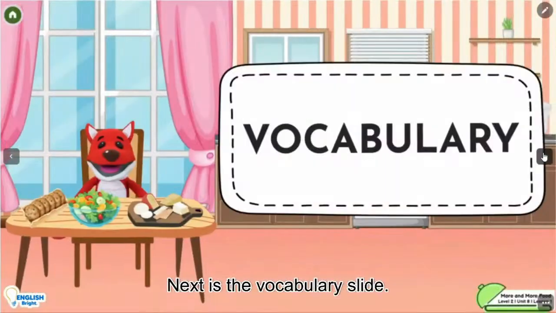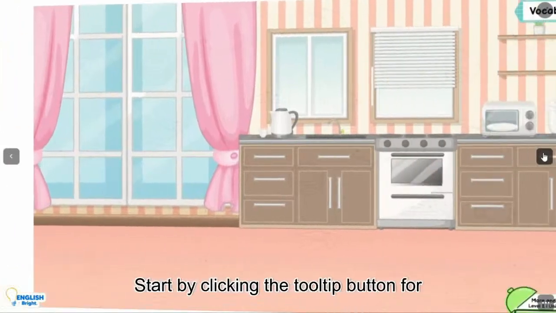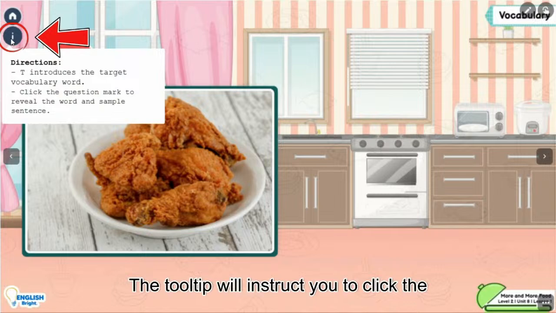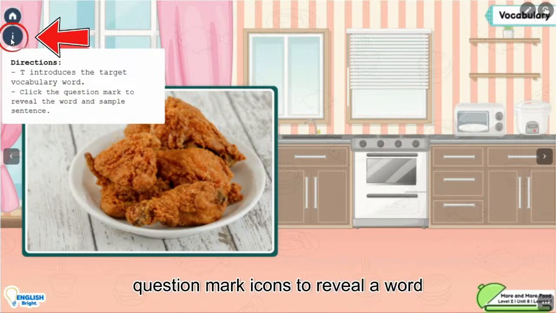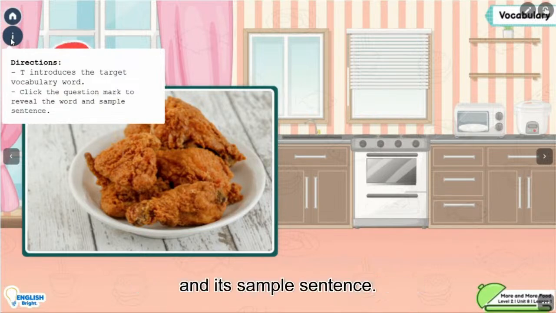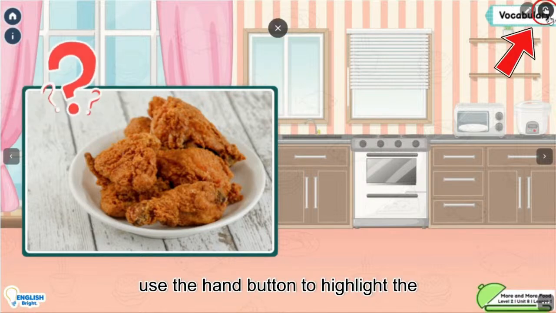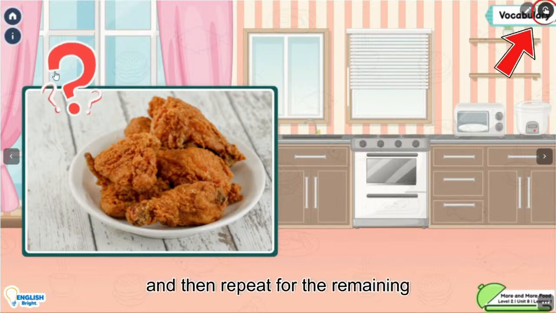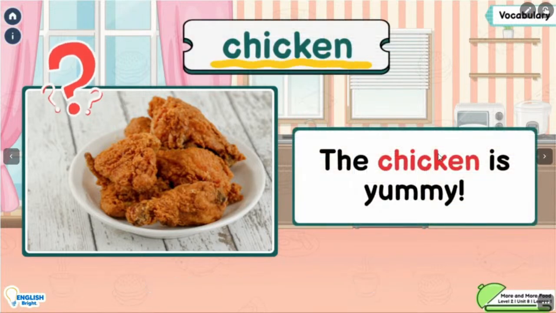Next is the vocabulary slide. Start by clicking the tooltip button for guidance. The tooltip will instruct you to click the question mark icons to reveal a word and its sample sentence. If needed, use the hand button to highlight the interactive elements. Let's try this for the first word, and then repeat for the remaining vocabulary words.